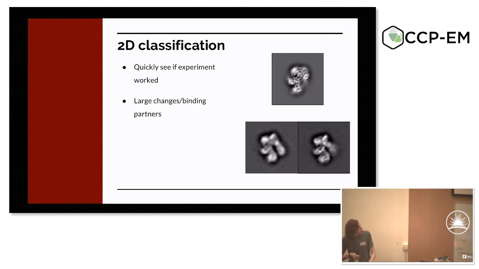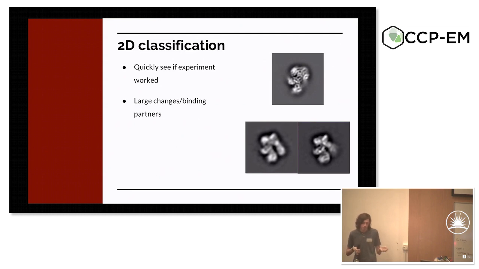And you might be able to see that in these classes, the binding partner is actually quite a lot weaker than the surrounding densities. So what this told them is that they either had incomplete binding, they had different binding modes, or that the binding was fairly flexible and heterogeneous.